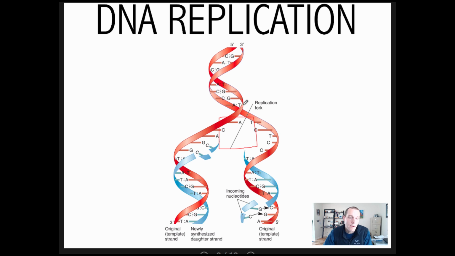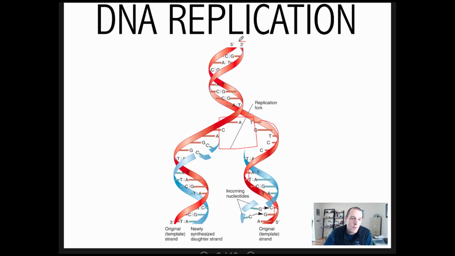And so let's look at this strand over here on the right to start with. So here is the parental strand in red running around like this. There's the parental strand, and what we're going to do is make this new daughter strand. So here we've got to look at the polarities of the molecules.